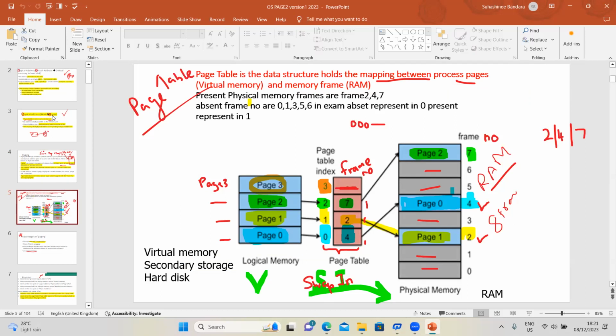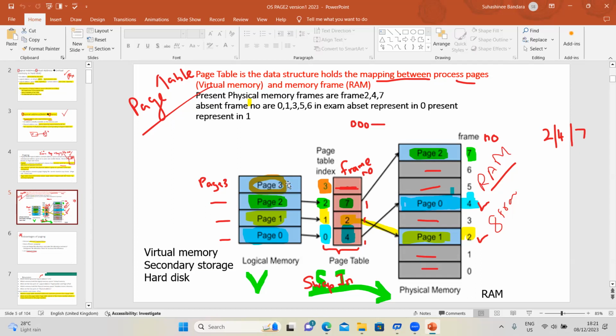Pages and frames are there. So pages are in the virtual memory, frames are in the random access memory. So from the virtual memory to random access memory, paging files are moving. Here the page 0, the file which was there in page 0, is moving to the frame 0. The paging file is moving to the frame 0. Therefore it is present.